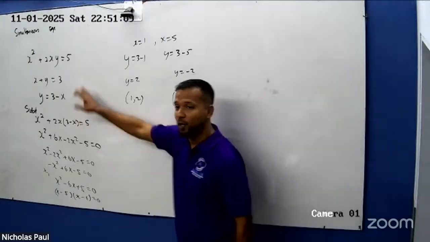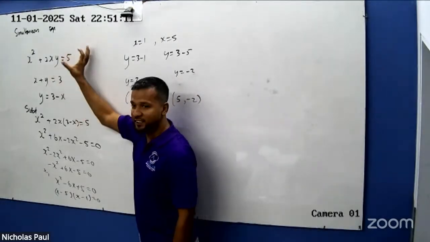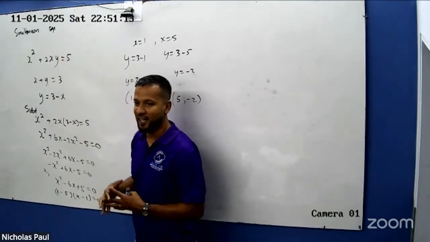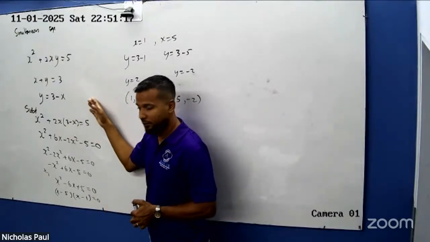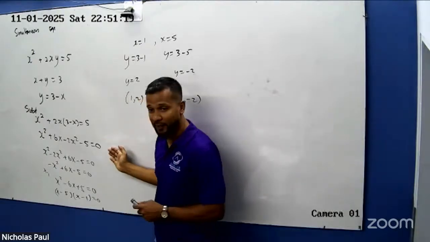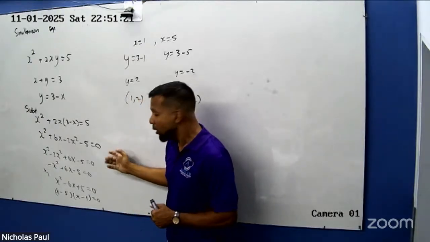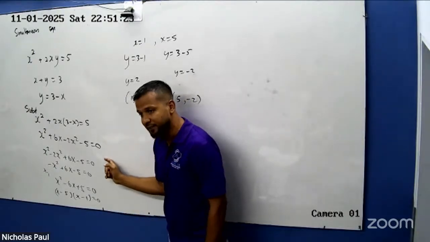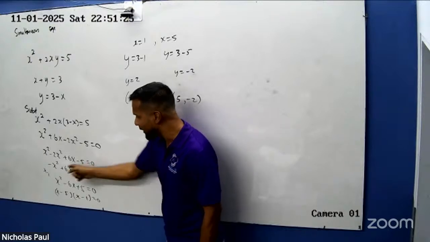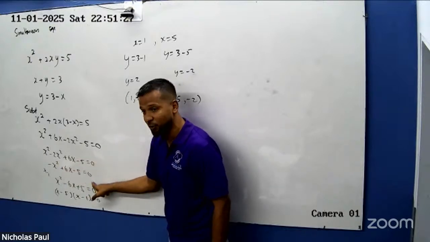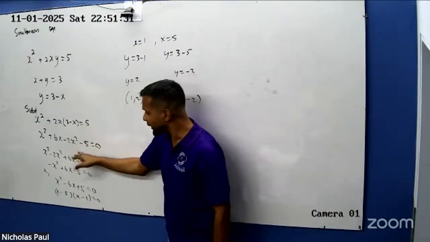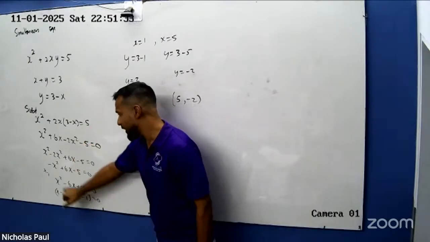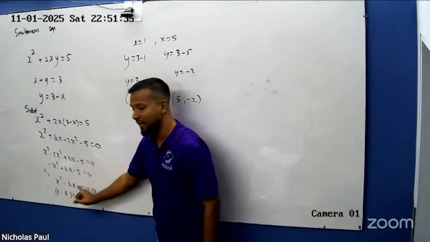Although this doesn't come, I want you to understand something. Yes, we're using substitution method. So when you substitute, you will get something like this. Whenever you have to solve something like this, please make sure that the equation is equal to 0. Don't leave the 5 on the side. Make sure it's equal to 0. Make sure you can identify A, B, and C.